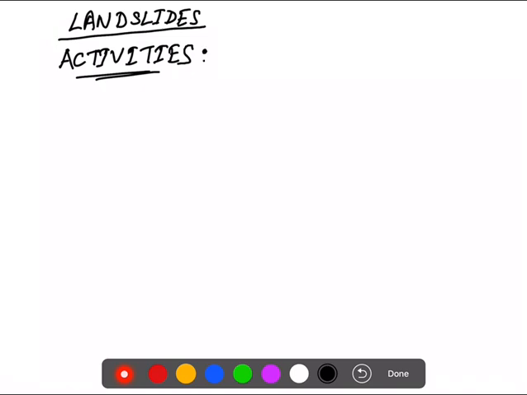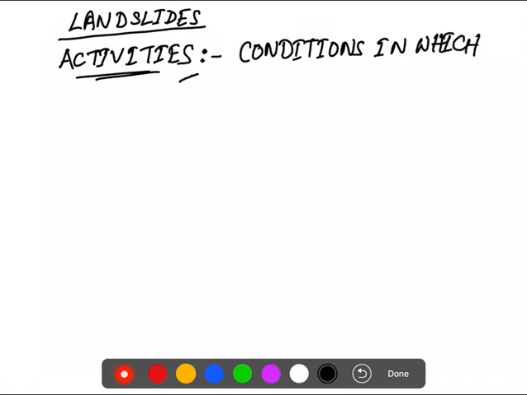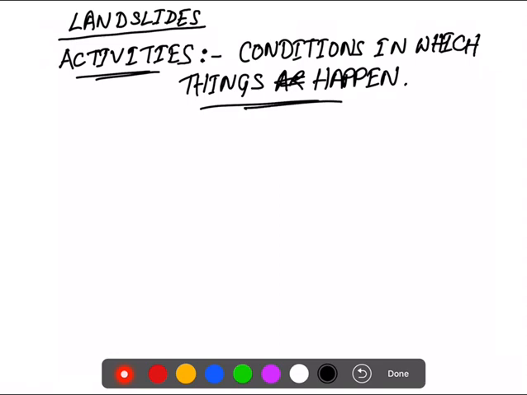So what is an activity? It is a condition in which things happen or are being done. Okay, so this is what activity means. All right, so in landslides also there are some different types of activities.